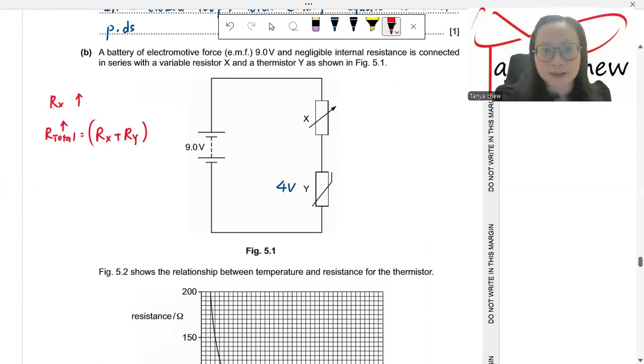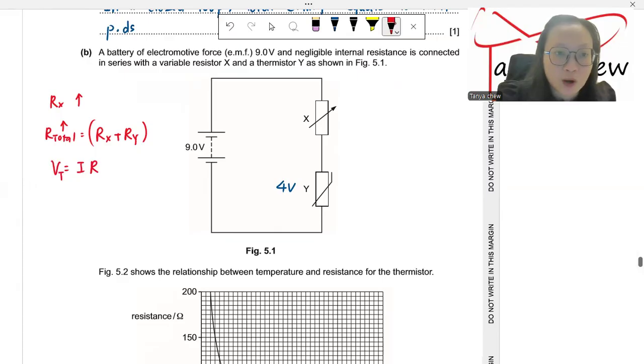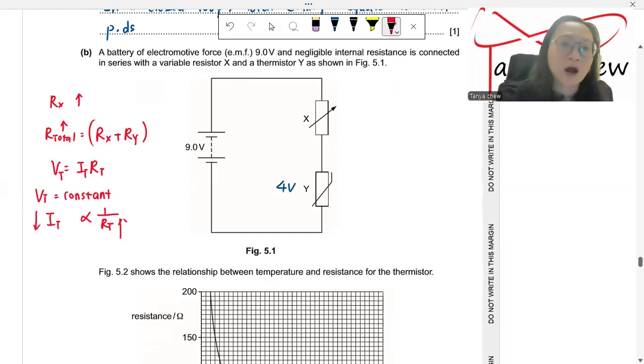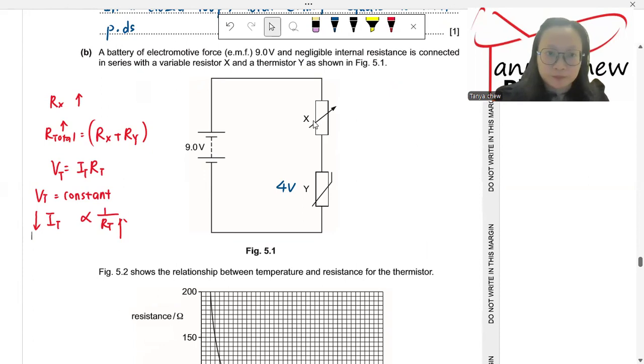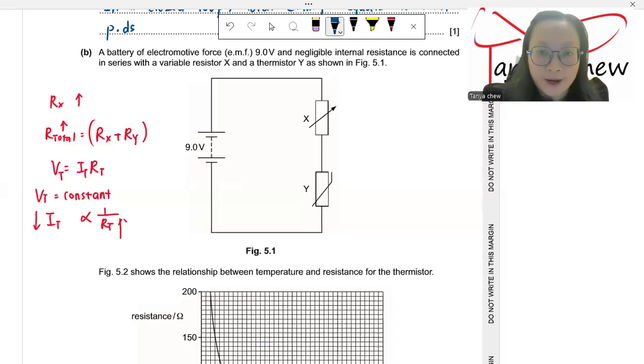Now, using Ohm's law, V total is equal to I total times R total. V total is constant because they didn't mention that they changed the battery. I total is inversely proportional to R total. R total is increasing, so the total current that flows through X and Y will have to decrease. Right? But since the circuit is a series circuit, now I want you to see this.